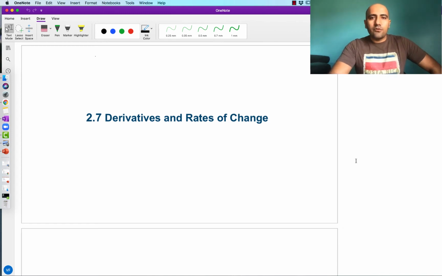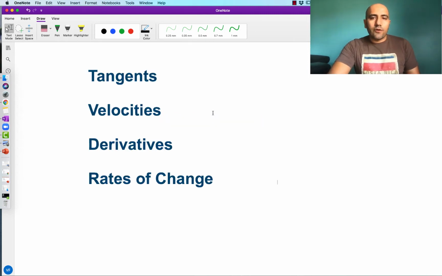All right, Chapter 2, Section 7, Derivatives and Rates of Change. So finally in this section, we're going to formalize our definition of a derivative. But before we get to that, we're going to back up a little bit and begin with tangents. So first, we're going to go back and talk about tangent lines to a function at a point. We've mentioned them a little bit in the past, but we're going to come back and talk about those again.